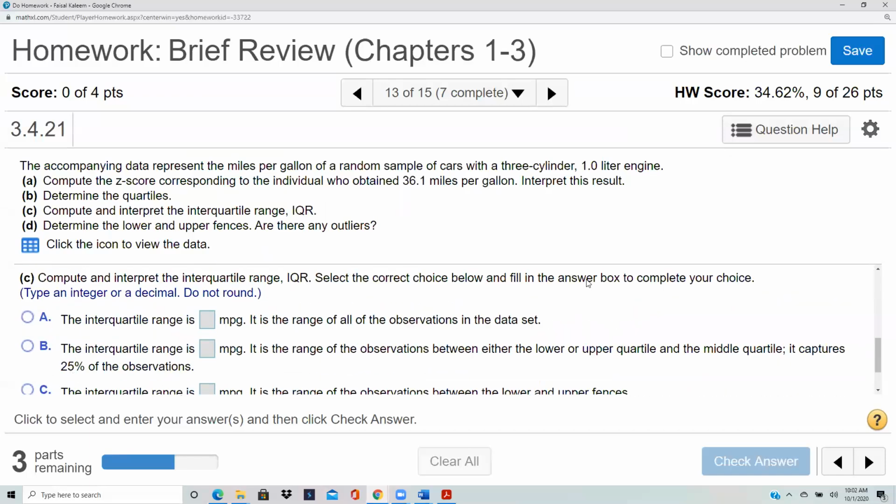And what is the interquartile range? What's the interpretation of it? So you know Q1 is the 25th percentile, right? And Q3 is the 75th percentile. So if I subtract the 75% minus the 25%, what am I getting? 50%, because it's in the middle. It's the middle 50%, right? So which one says that?